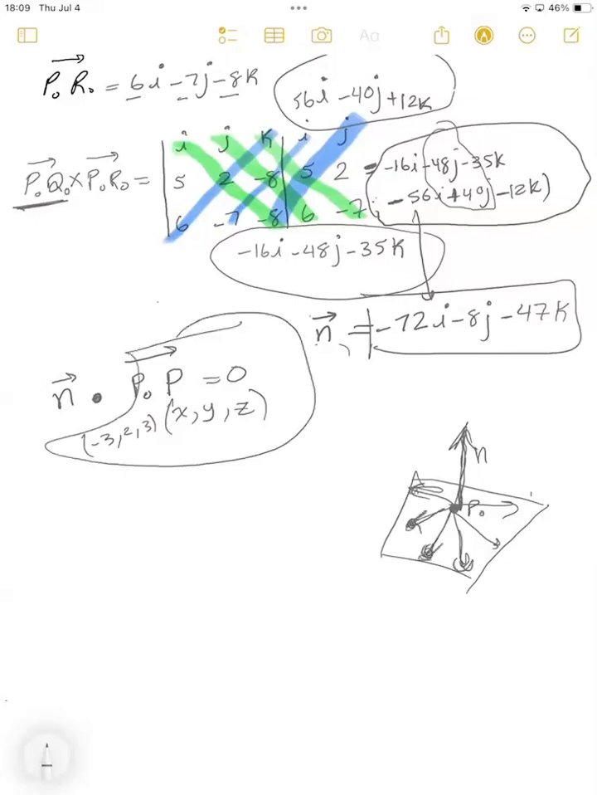All these are x, y, z's. So we go x minus minus 3 becomes x plus 3. y minus 2, z minus 3. So these are my vectors. And then I take the dot product of these with n, set it equal to 0, and that is the equation of our plane. So what is n?